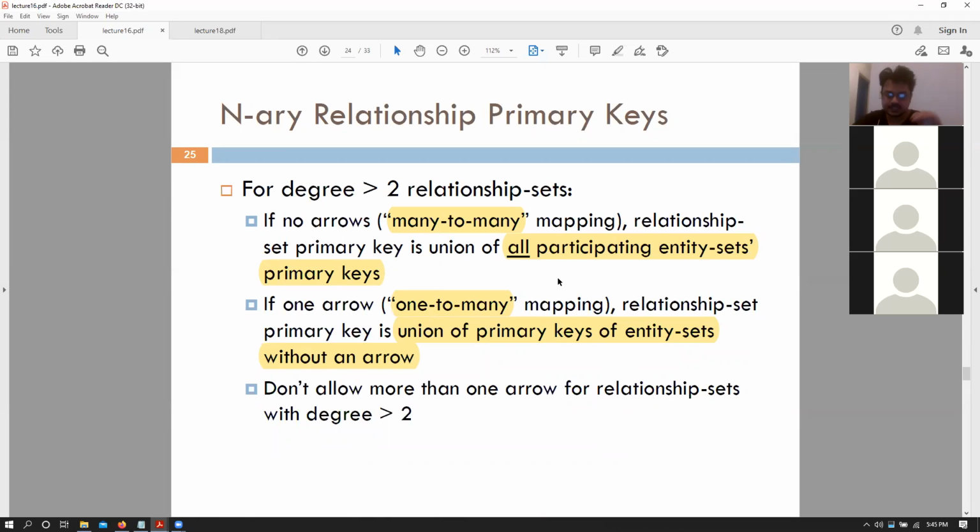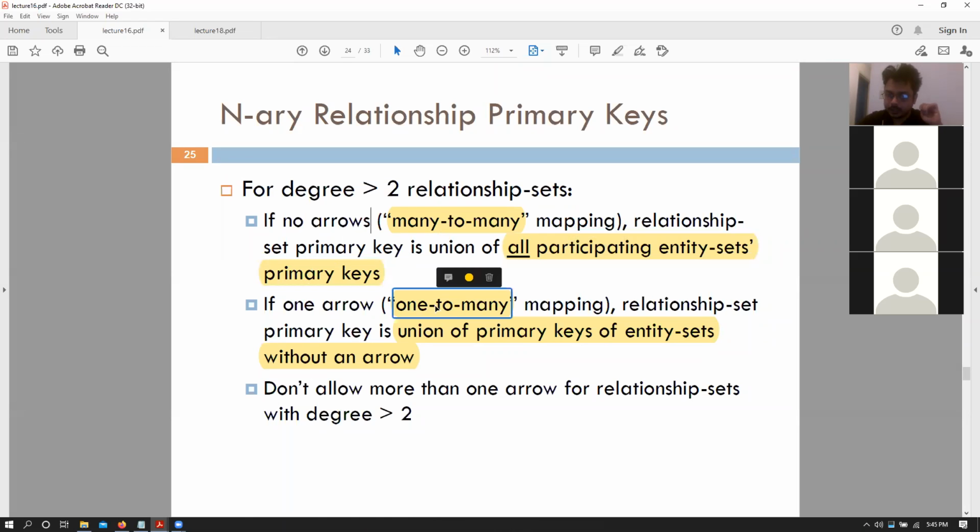Okay. So just as a recap, if there are no arrows in your ER diagram, and remember that we are now talking about converting ER diagrams to their corresponding relationship model, right? So if there are no arrows, that means that this is a many-to-many mapping, right? Without any arrows. And that means that the primary keys of all participating entities would be the primary key for your relationship as well, right? So all of the primary keys that we are connecting through this relationship set would be the primary key for this particular relationship set.